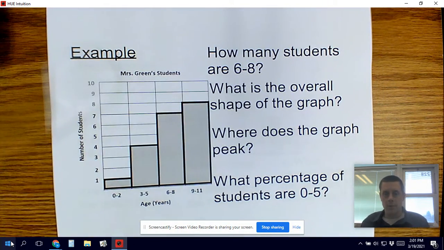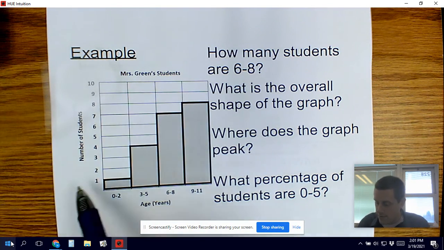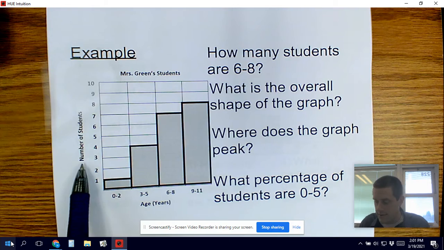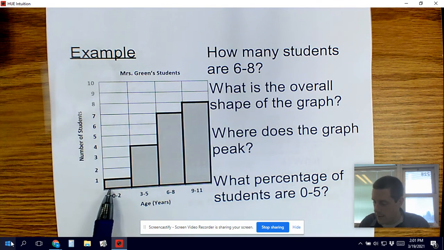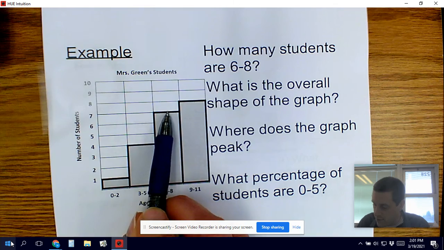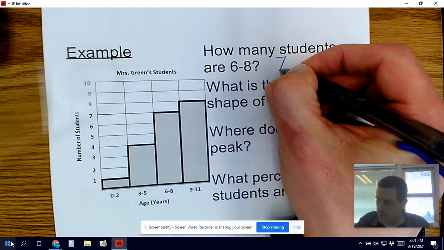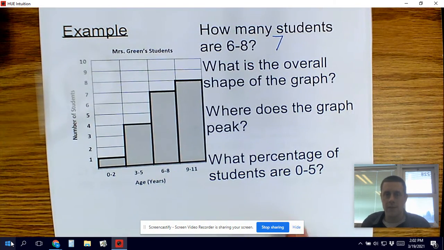Our second example, we have a histogram representing the age of Ms. Green's students, frequency up the y-axis representing number of students. So first question, how many students were 6 to 8? So looking at my histogram, I'm finding the interval 6 to 8 is represented by this bar, and the frequency that occurs there is 7. So there were 7 students between the ages of 6 and 8.